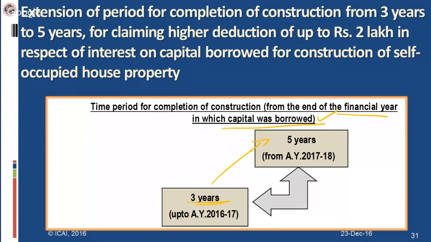Otherwise, where the assessee borrowed capital for the purpose of repair, renovation, whatever, the limit is ₹30,000. Suppose the assessee is not able to complete the construction within that time limit, then he will not be eligible for claiming the higher deduction of ₹2 lakh. He can claim up to ₹30,000 only. This year they have extended it to 5 years. So they will be benefited: in case they are not able to complete the construction within 3 years, even if the construction is completed within 5 years, they will be able to claim the higher deduction of ₹2 lakh.